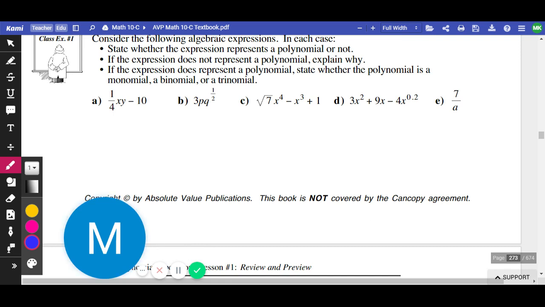See whether the expressions are polynomial or not. If the expression does not represent a polynomial, explain why. If the expression does represent a polynomial, state whether the polynomial is monomial, binomial, or trinomial. It's a lot. So let's look at this first one.